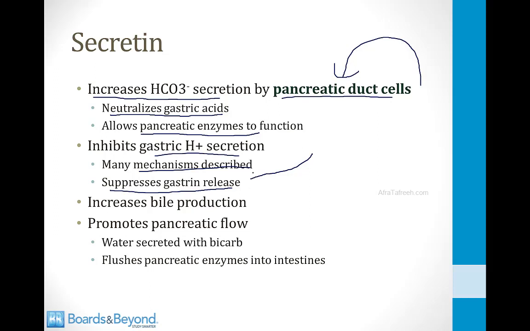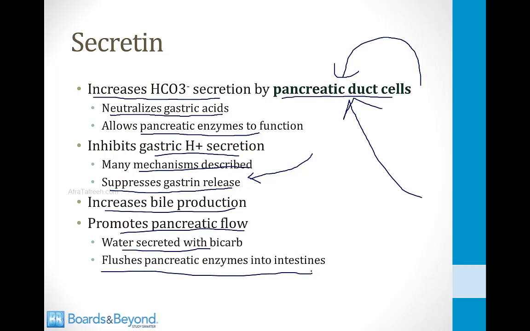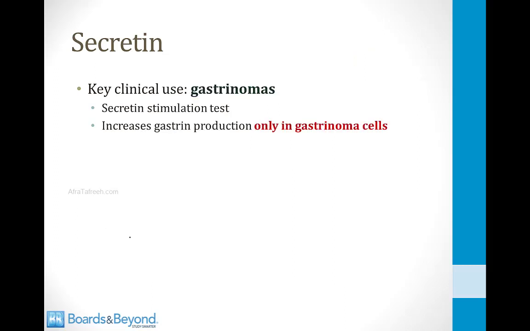This does not occur in gastrinomas, and that's one of the clinical uses of secretin. We'll talk about that in the next slide. Secretin has also been shown to increase bile production, and it also promotes pancreatic flow. Water is secreted with the bicarb that gets stimulated to be released by secretin, and then this flushes pancreatic enzymes into the intestines. So a key clinical use of secretin is in gastrinomas, which are those rare tumors I talked about a few slides ago.